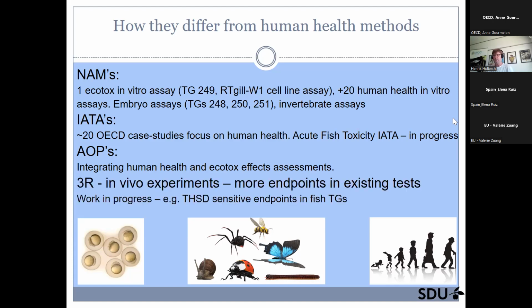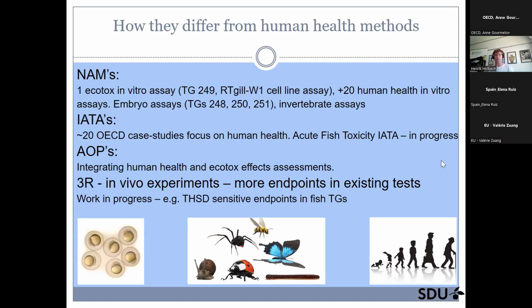And the next one is the advancement of the existing in vivo test, where more endpoints could be included to elucidate more mechanisms and more modes of action. And at least for part of this, work is in progress. For example, thyroid hormone system disruption sensitive endpoints are on the test guideline work program now, with the inclusion in the existing fish test guidelines.